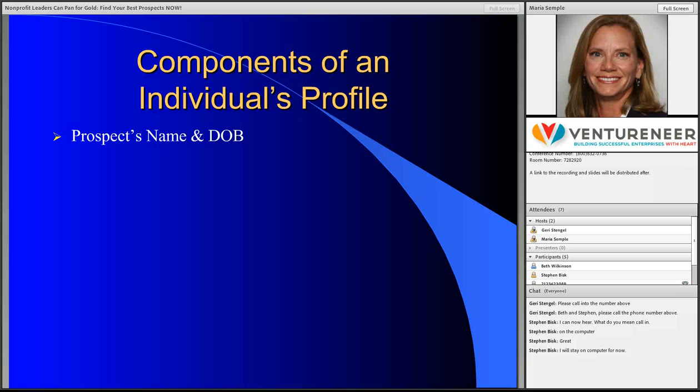So starting off with the correct name, if you have a middle initial or a middle name, knowing if somebody is a junior or a senior, that's important as well. And I indicate date of birth. If there's anything that alludes to somebody's age, we note that as well. It could really help us in determining if somebody is a planned giving prospect, for example. So you would want to note their date of birth.